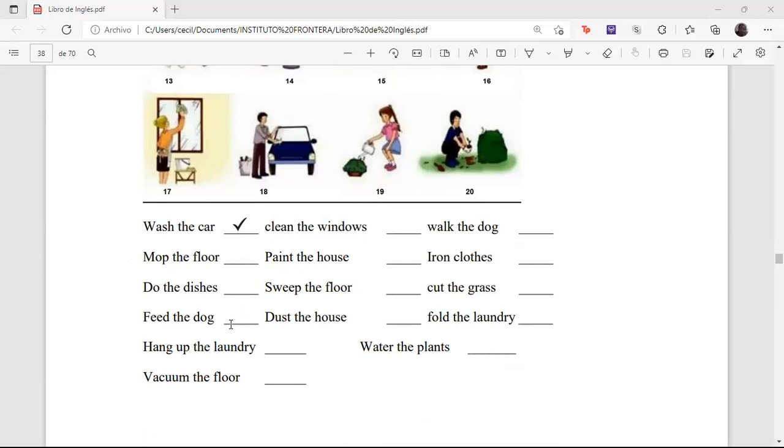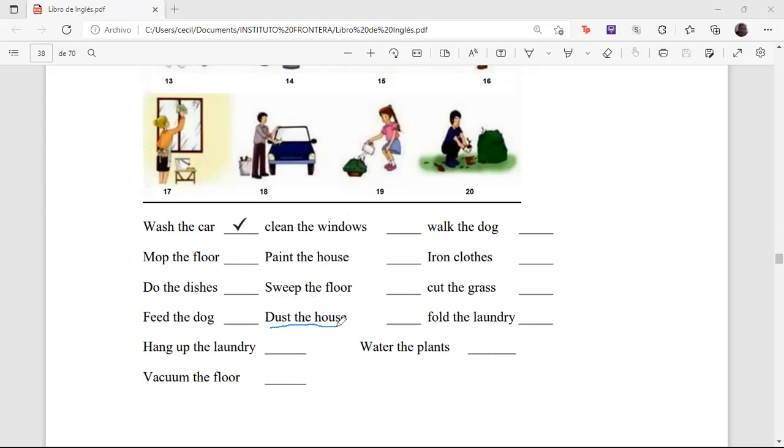Feed the dog. If they're telling you about feed the dog, it's about you having to feed a dog. You have to look at the picture where the dog is. Okay. Clean the windows. Is it here in this place? Clean the windows. Paint the house. Well, probably nobody paints the house at this moment. If you're not doing it at this moment, don't mark it. Sweep the floor. Remember, this one is mop and this one is sweep. So, which one is it?